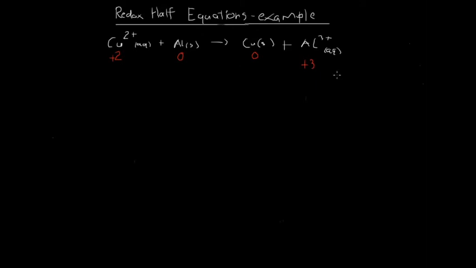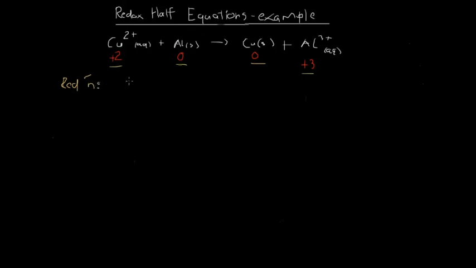So that means we know that copper is being reduced, because its oxidation number goes from +2 to 0, and aluminium is being oxidized. So what we do first, we'll write the reduction half equation. So we'll write reduction here. So that's the reduction half equation.